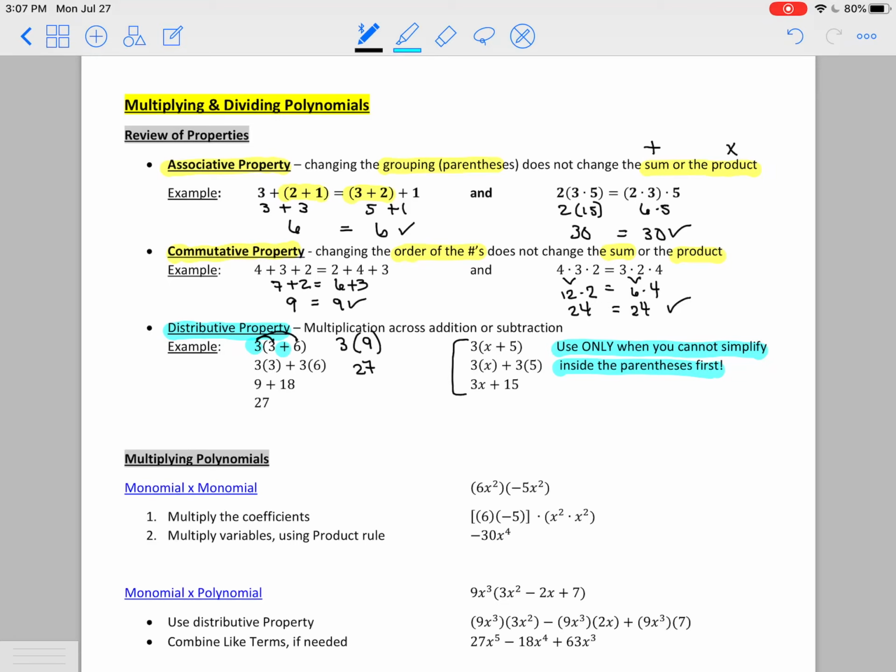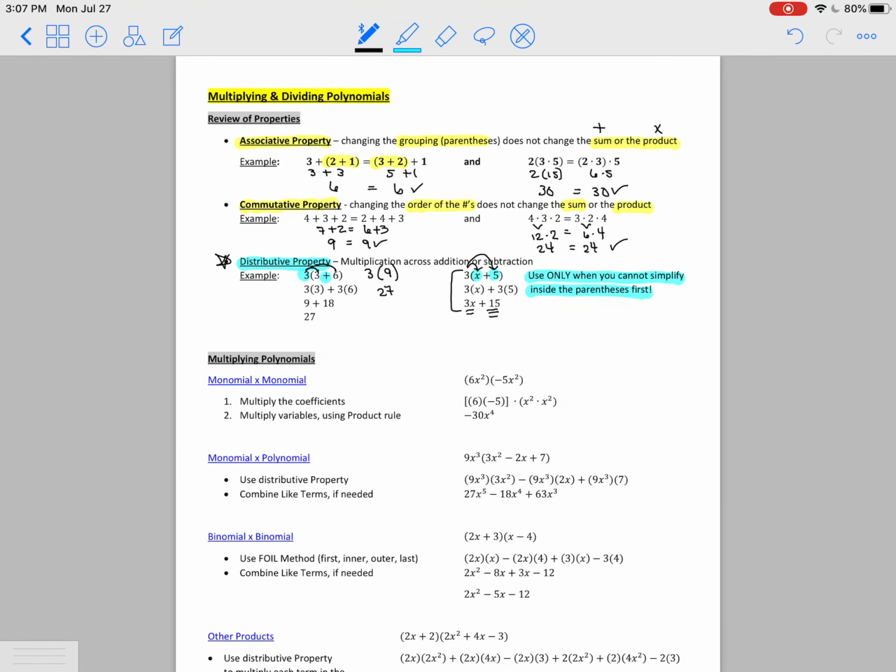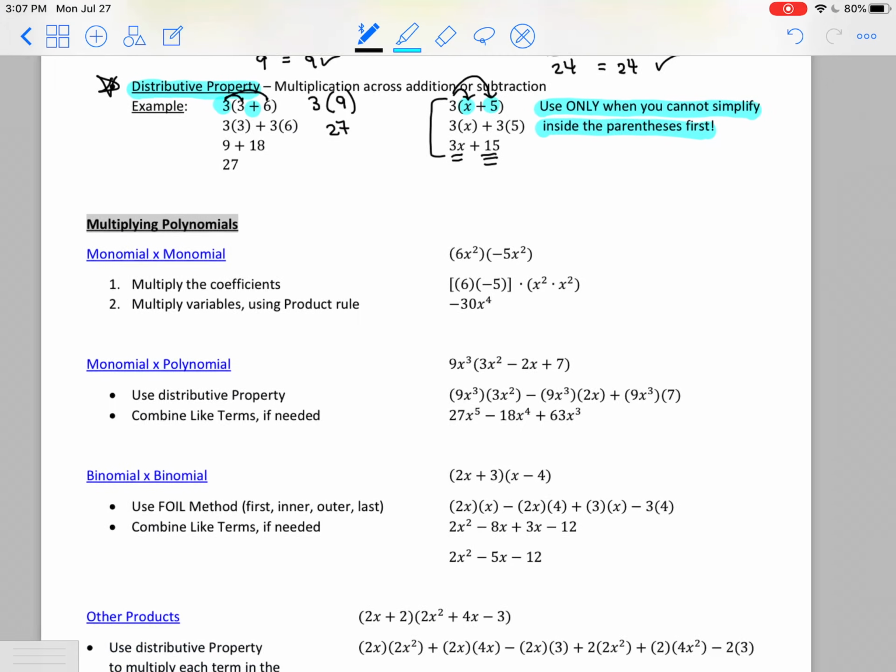However, for this second example, we do, because you notice inside we have 2 different types of terms. We have an x and we have a 5. Those are not like terms. So we have to use the distributive property in order to remove the parenthesis. So we're going to have a 3 times x and a 3 times 5, which is going to give us 3x plus 15. And you notice we can't combine these terms here either. These are different types of terms. So we just leave it as is. But this property is huge, and it's going to come into play a lot, especially with the multiplication of polynomials that we're going to talk about now.